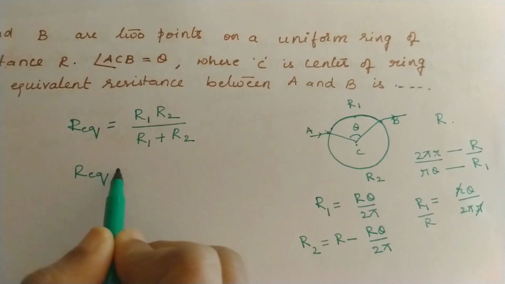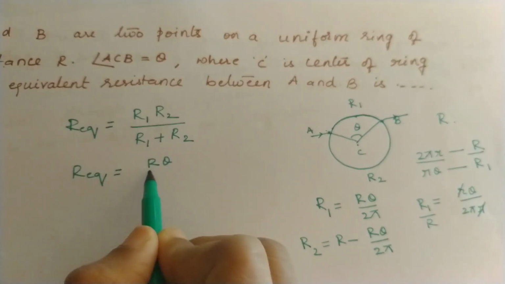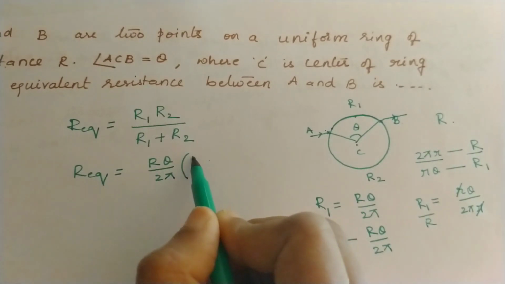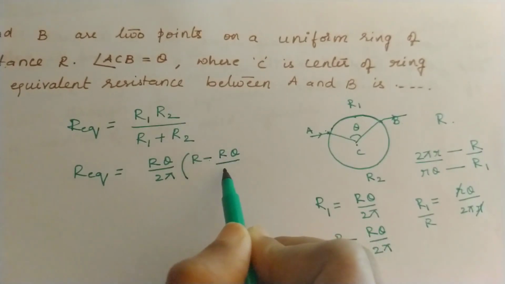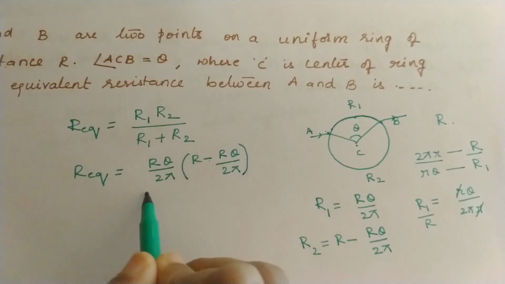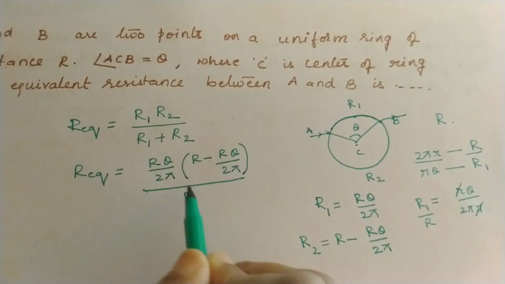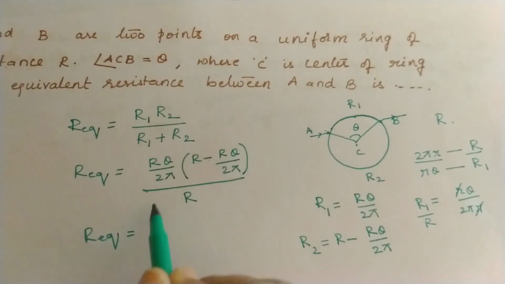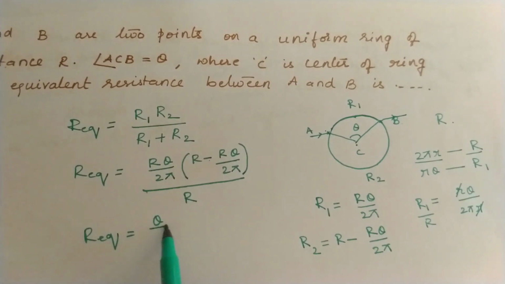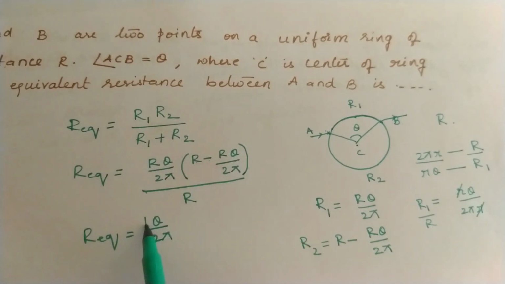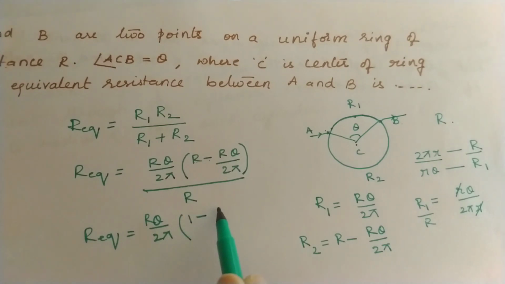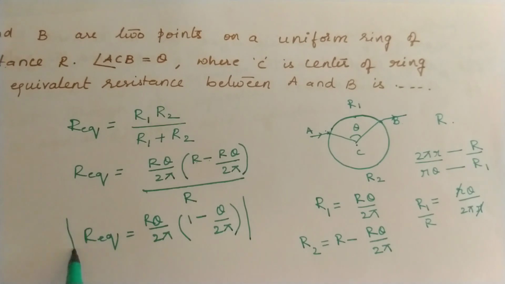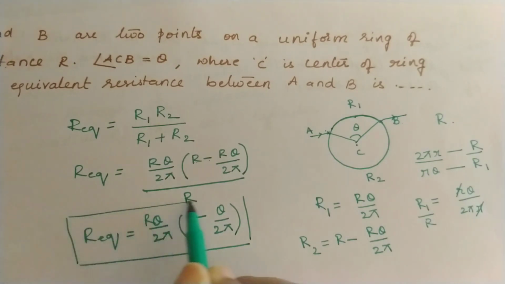Simplify it. R equivalent is R theta by 2 pi into R minus R theta by 2 pi, the product, divided by the sum, which gives capital R. Cancel the R. So what should your answer be? Taking R outside, theta by 2 pi into 1 minus theta by 2 pi. This will give you the equivalent resistance.